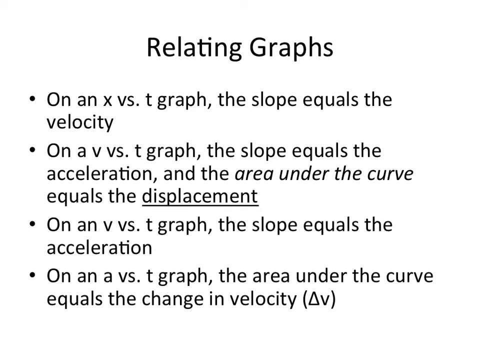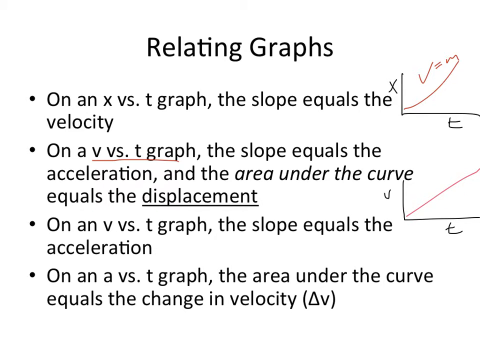Okay, so when we have a position versus time graph, we'll do this right here. Position versus time, just to review. The slope equals the velocity, because position over time, x over t, is velocity, all right? This is interesting. On a velocity versus time graph, the slope equals the acceleration, so that makes sense. So let me sketch that real quick here.